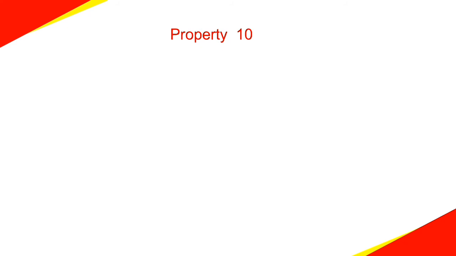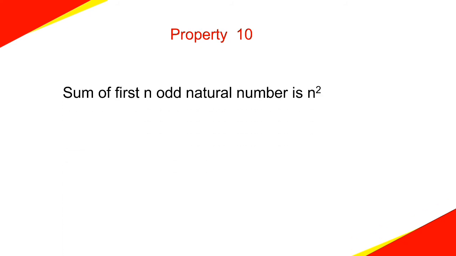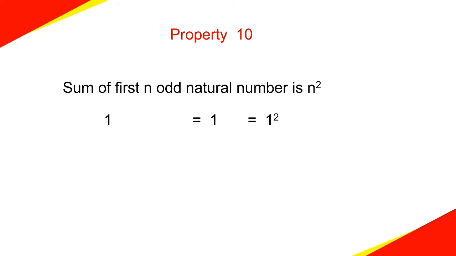Property 10. The sum of the first n odd natural numbers is n squared. Here we can see 1. 1 is an odd number which gives 1 squared. Here we can see 1 plus 3. If you add 1 plus 3 we get 4, which is a perfect square of 2.